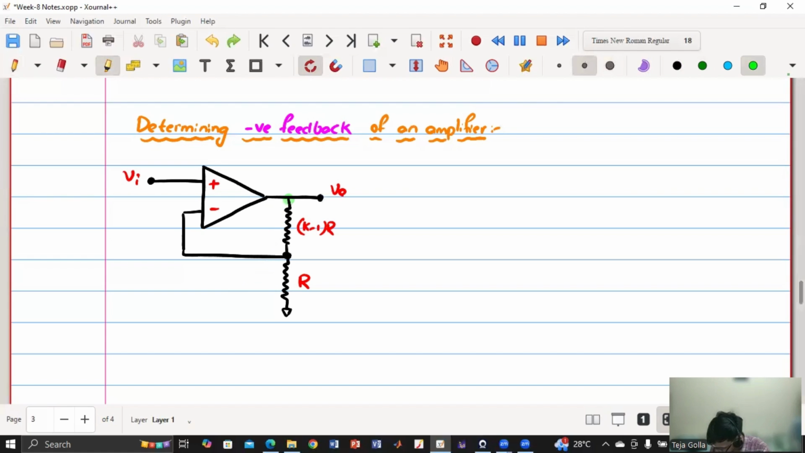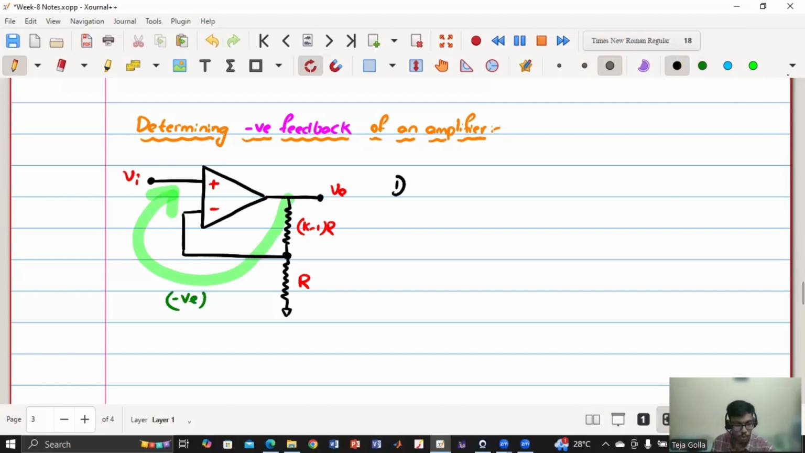So something that is coming in return from the output to the input should have some negative sign, so it is getting inverted. So what we are going to do is, these are the steps that you have to follow.